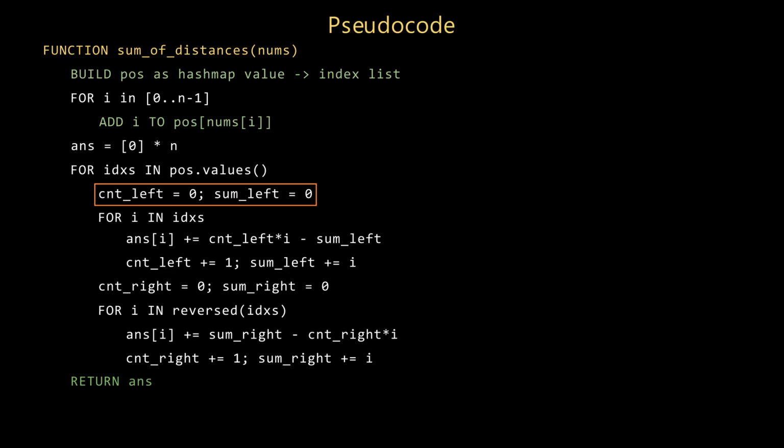Reset left pass counters for this bucket. Walk left to right inside this bucket. Add left contribution: count left times i minus sum left. Update left counters after using this index. Reset right pass counters for this bucket. Walk right to left inside this bucket. Add right contribution: sum right minus count right times i. Update right counters after using this index. Return the completed answer array.